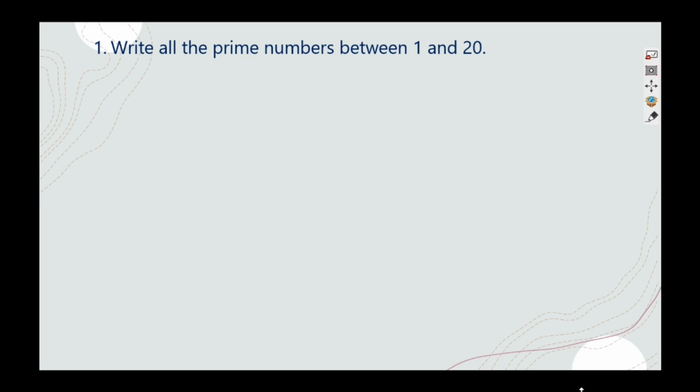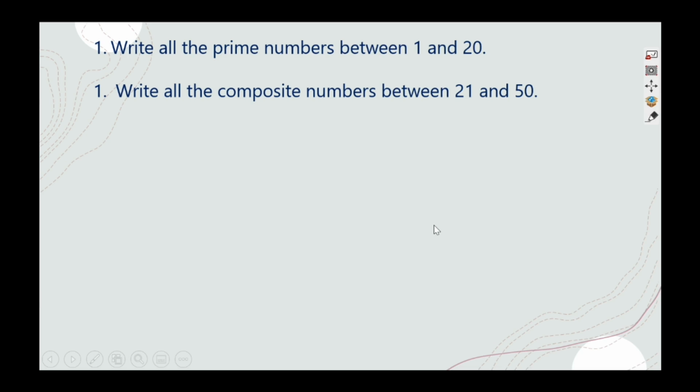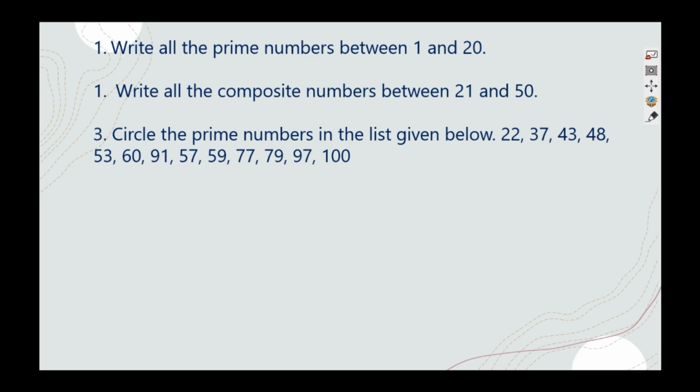Sometimes you may get questions like this: write all the prime numbers between 1 and 20. Prime numbers are those numbers which can be divided by itself and by 1. Sometimes you will be having question like this: write the composite numbers, opposite of prime, where you will be having numbers which can be divided by more than the numbers 1 and itself. More factors will be there. Sometimes you will be asked to directly encircle the prime numbers in the given list.